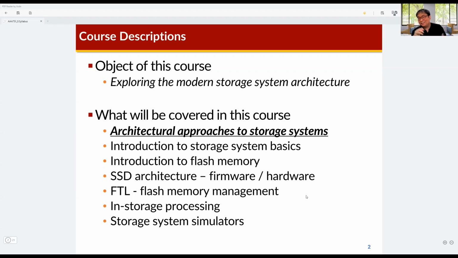This is an architecture course. We can work with real hardware or a real development system, but we can also work with simulators. These simulators emulate the behavior of the storage system. So we will learn about some storage system simulators.